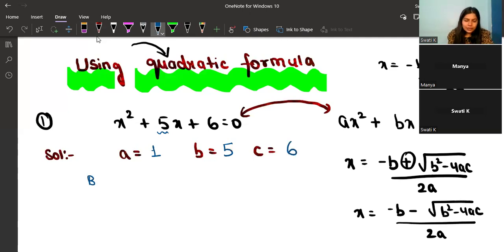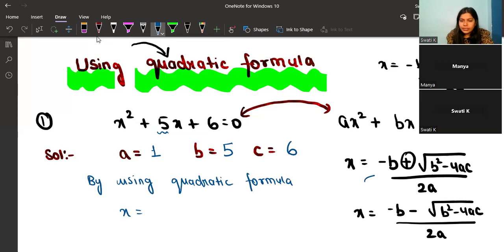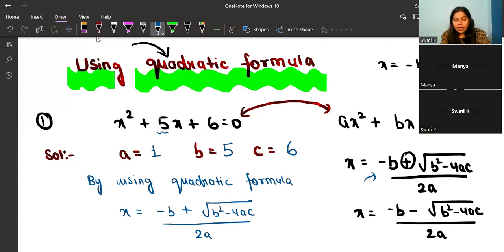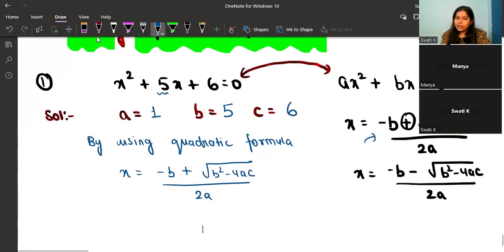Now let's use the formula directly. There is nothing else that you have to do. So you'll write down, by using the quadratic formula. Just write down this sentence and then write down the formula. So by using the quadratic formula, of course, we have x will be minus b plus root over b square minus 4ac upon 2a. Manya, in this, you have to just tell me how you are going to put the values. So can you start?